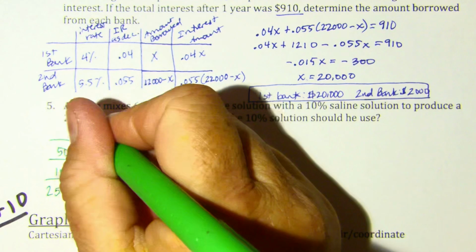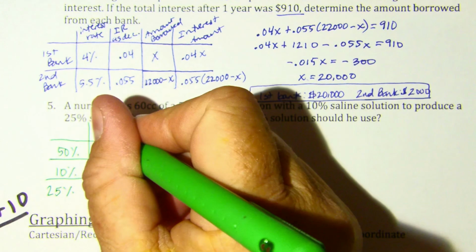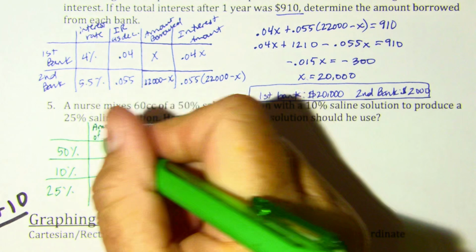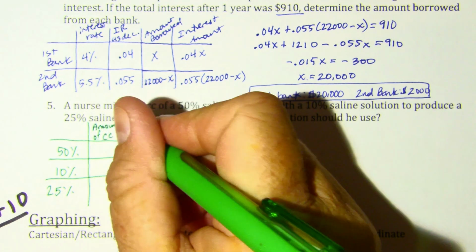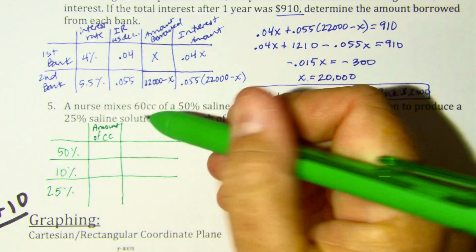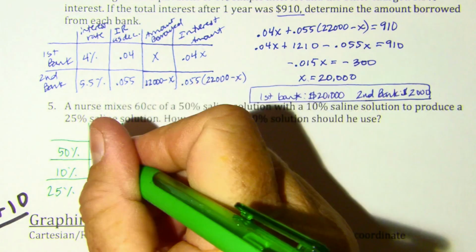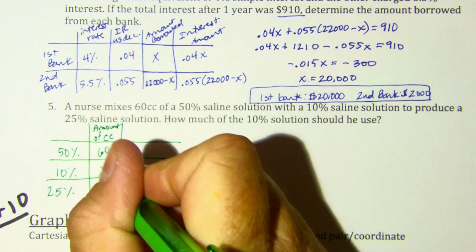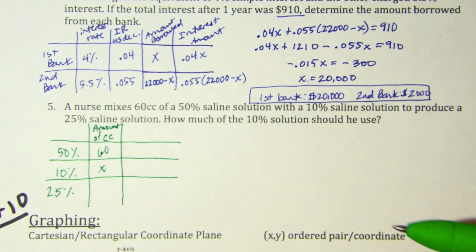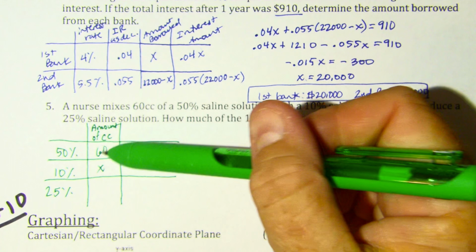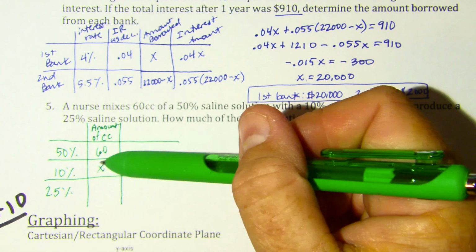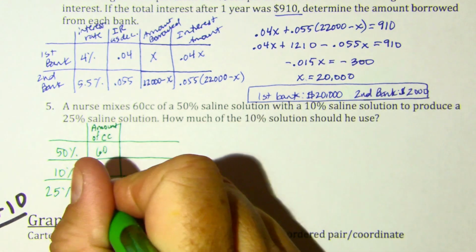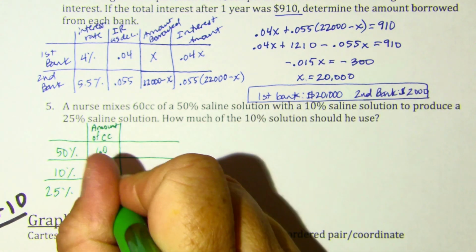So we want to talk about the amount of each solution. So the amount of, and they are using the units cc's. The amount of cc's. Well, it tells us we have 60 cc's of the 50%. So we have 60 of these. We don't know how much of the 10%. It says with a 10%, it doesn't say how much. But however much of this solution plus however much of this solution, that mixed together is what will make the 25% solution. So 60 plus x.